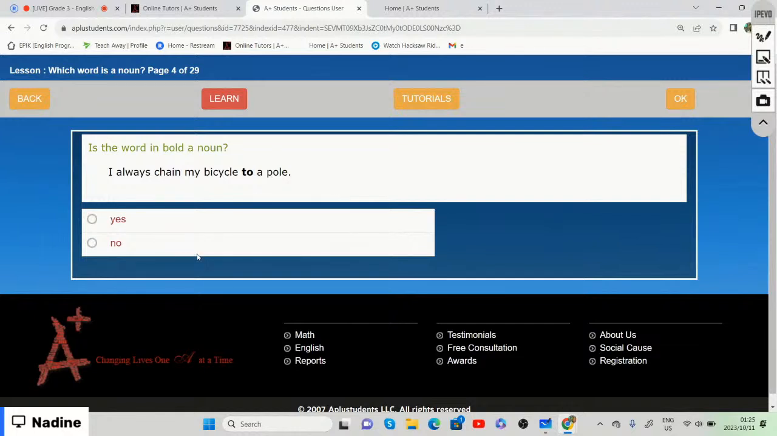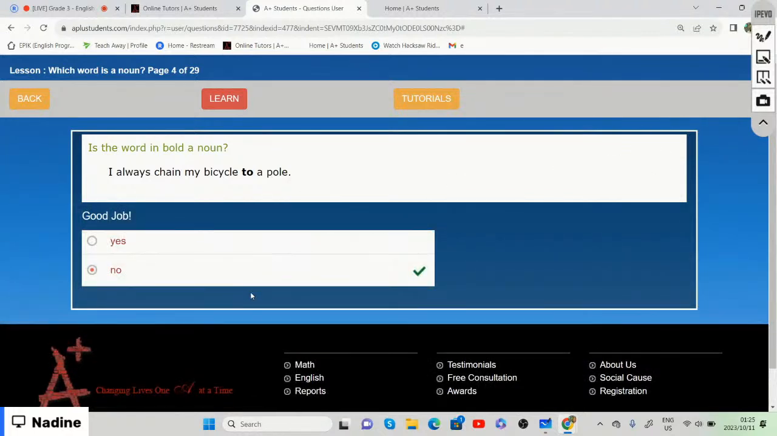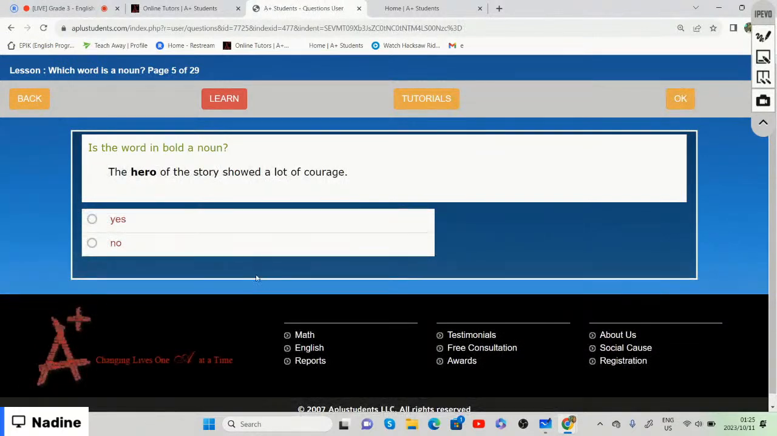So let us go with no and see what the results are. So to, no, it is not a noun. Guys, to is not a noun, right? It does not name a person, a place, a thing, animal, or idea, right? Remember, a noun needs to name a person, any person, needs to name a place, a thing, or an idea.